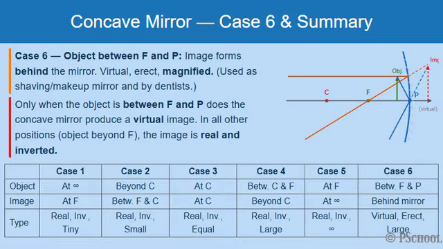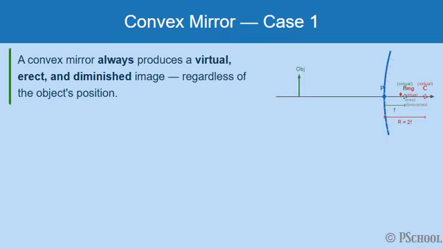This is why concave mirrors are used as shaving and makeup mirrors. They give a magnified, upright reflection when held close. A convex mirror always produces a virtual, erect, and diminished image, regardless of where the object is placed.